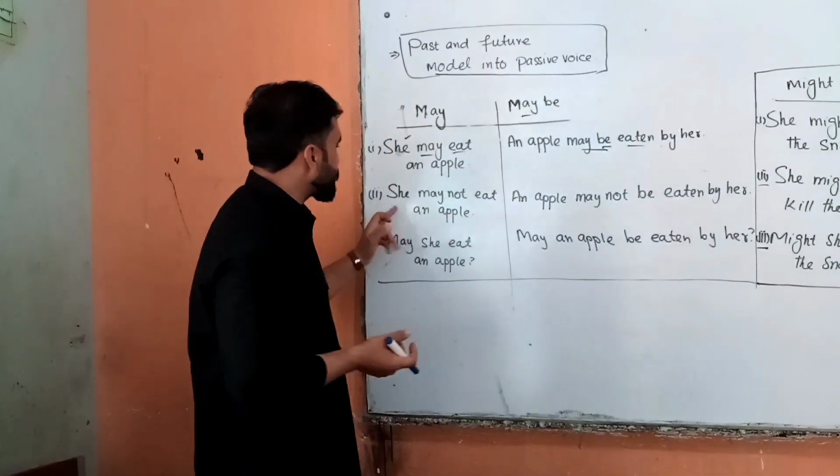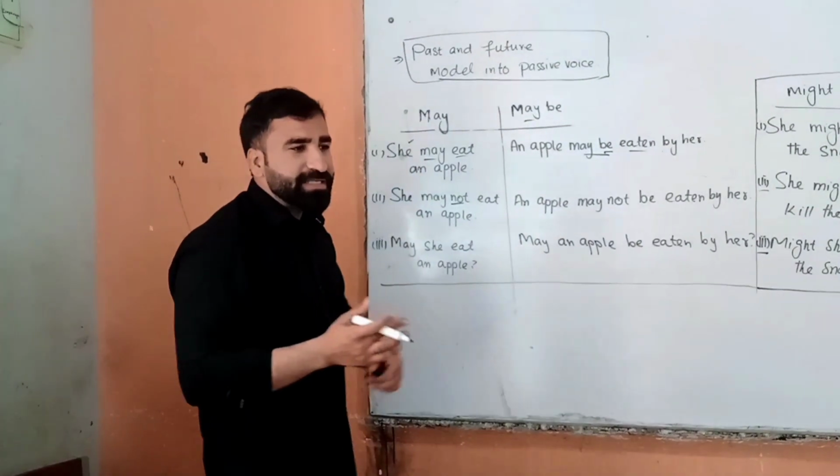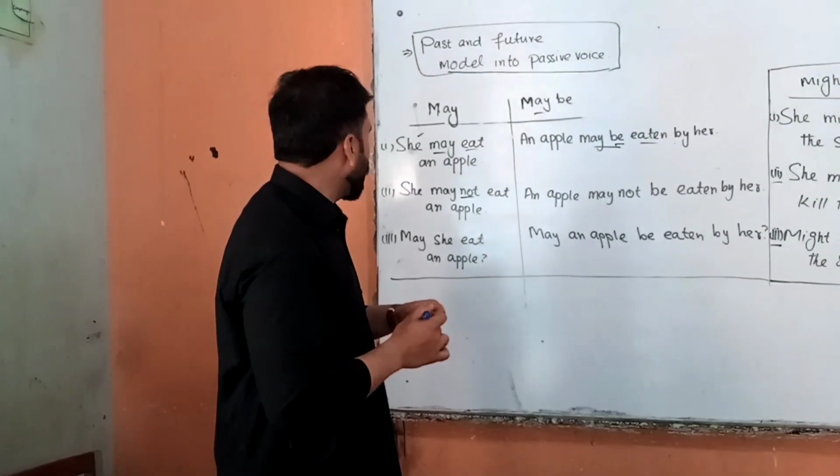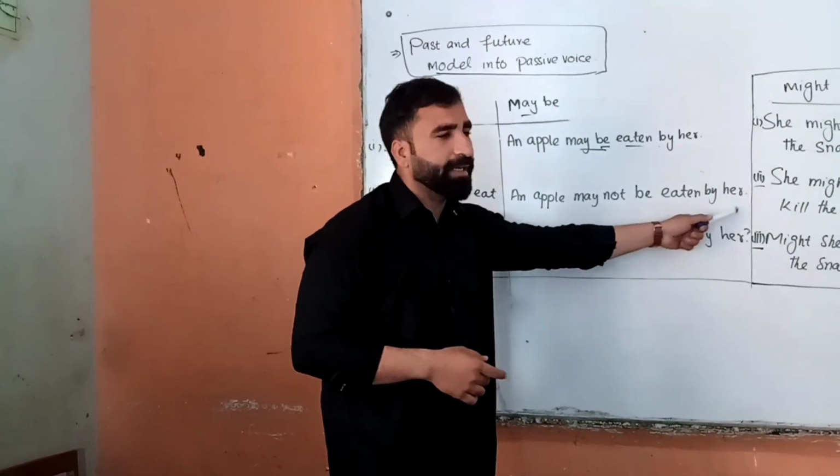The next sentence is "She may not eat an apple." Here we have "not", so the sentence is negative. How will we change it? We can change it to "An apple may not be eaten by her."